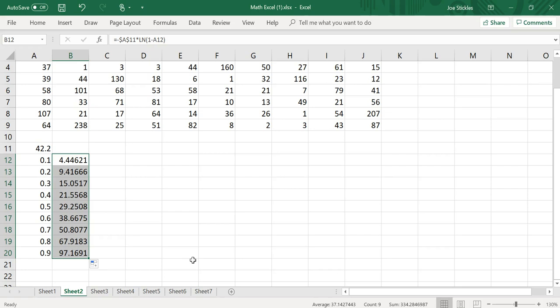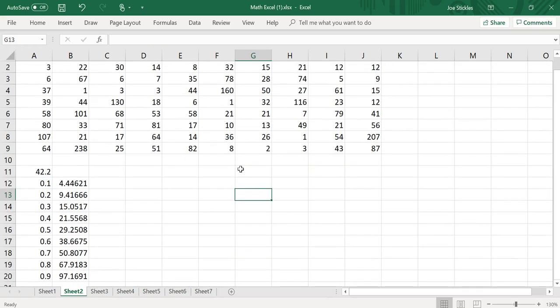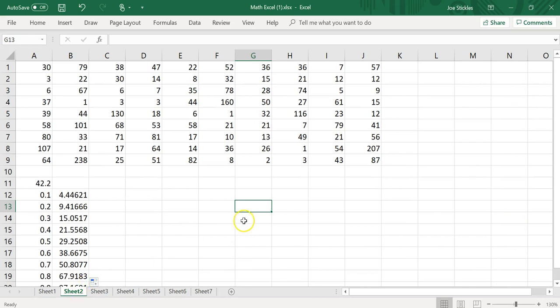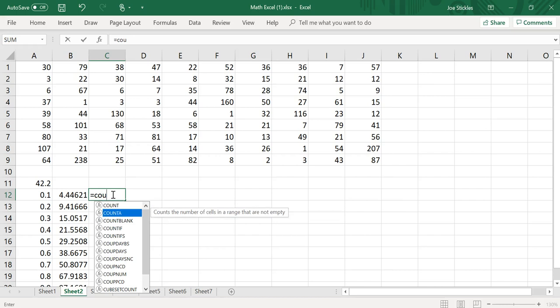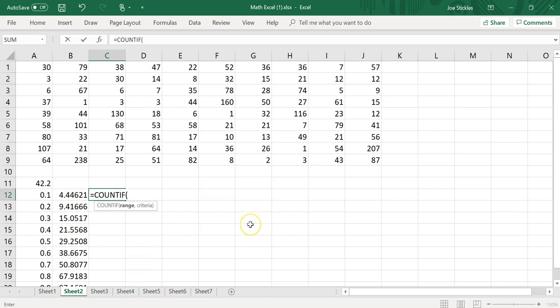All right. So what we need to do, and not do it by hand because that's not fun, is count in our data how many are between 0 and 4.44, how many are between 4.44 and 9.41, and so on down the line. That doesn't sound like something that's fun to do by hand, okay? Well, luckily, Excel has a COUNTIF function. I think we've talked about the COUNTIF function just before, perhaps. If not, there's a COUNTIF function.